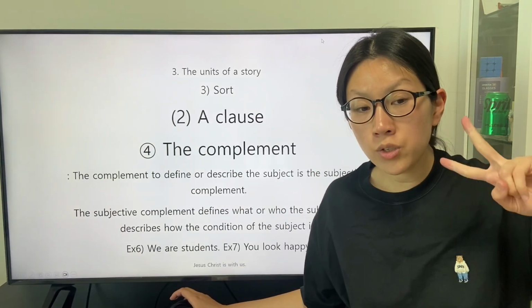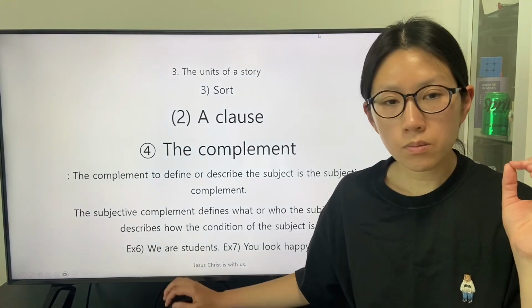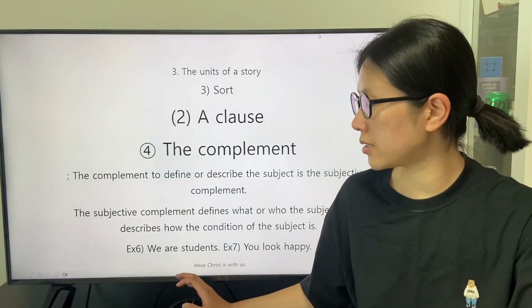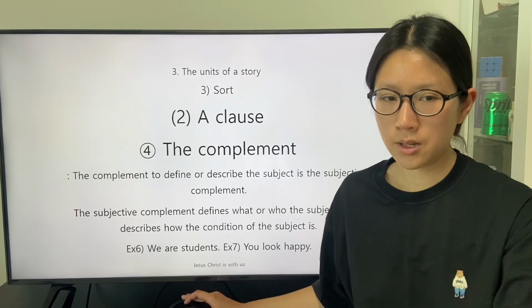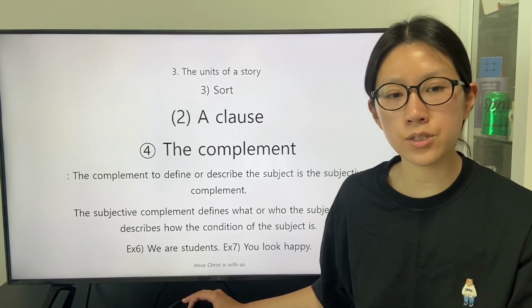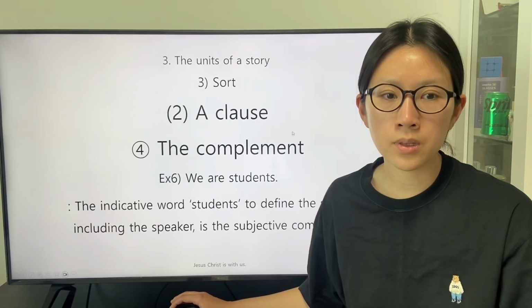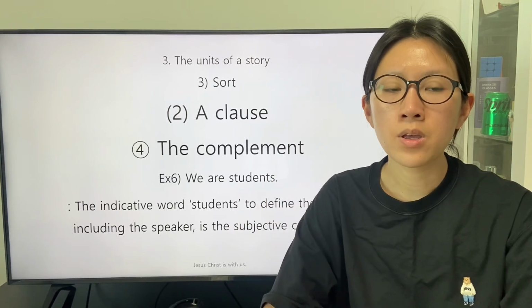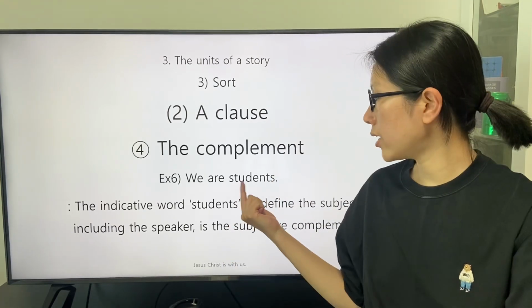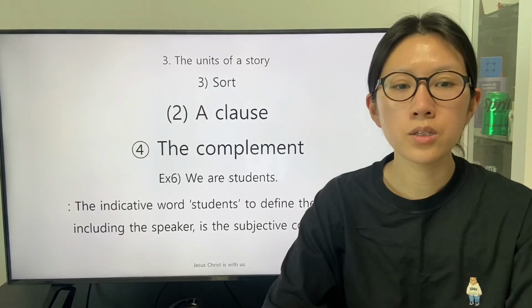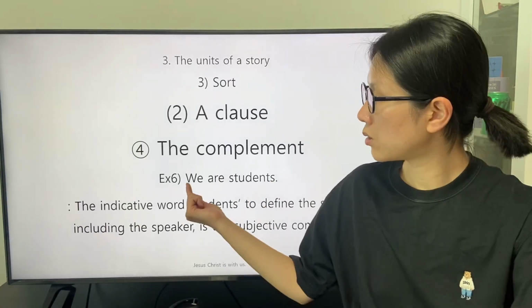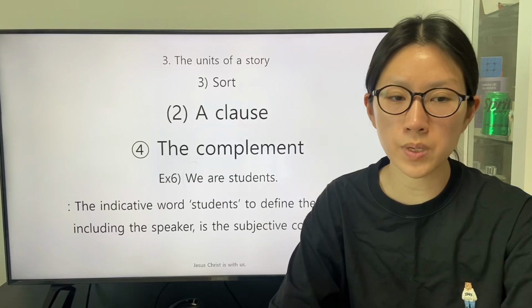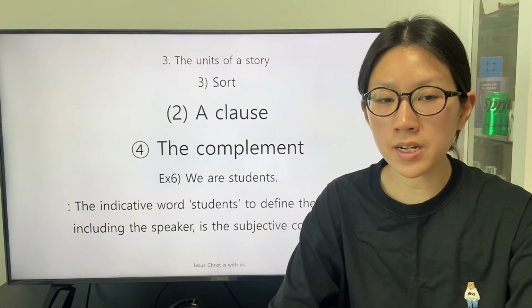There are two clauses. The sixth clause is this: we are students. The seventh clause is this: you look happy. Let's study about the sixth clause. The indicative word student, to define the subject, we, including the speaker, is the subjective complement.